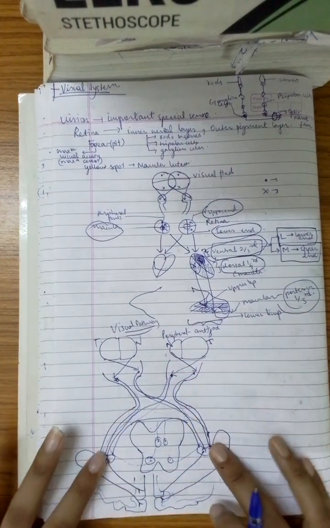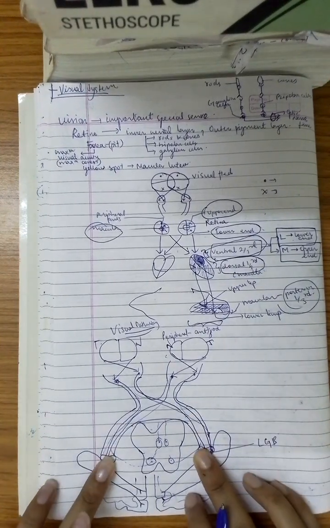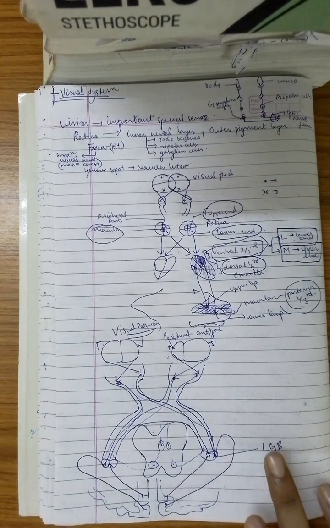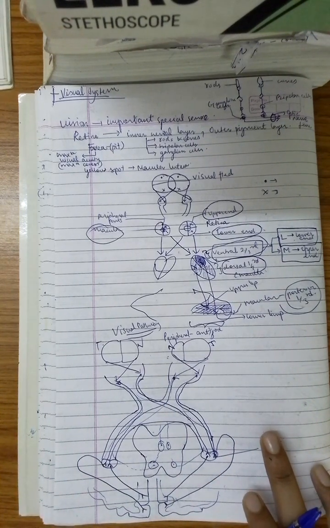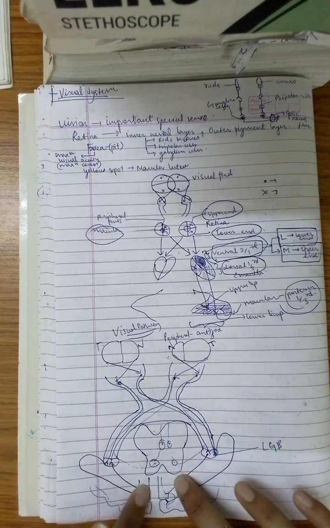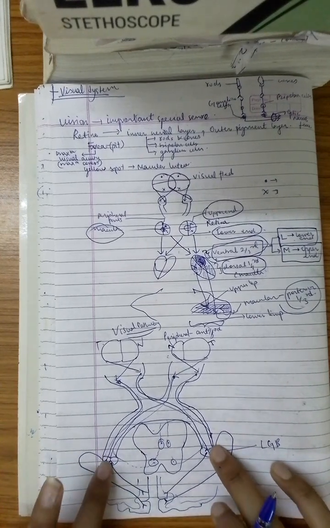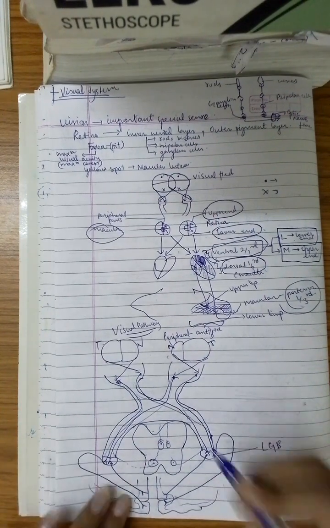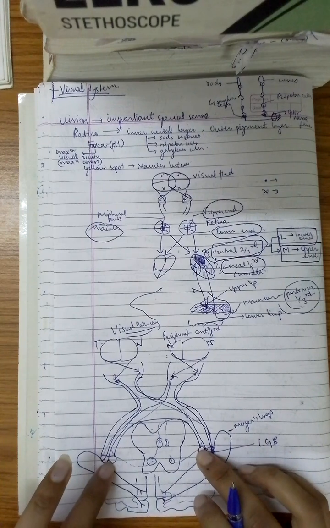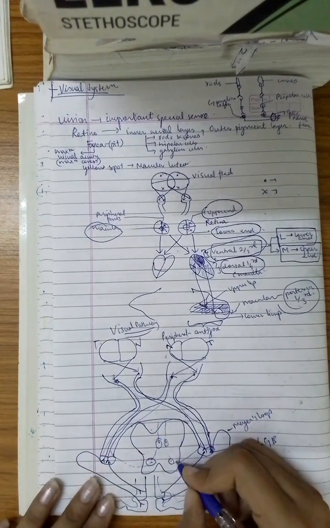Okay. Now they have reached the lateral geniculate body. Now from here the geniculocalcarine fibers arise. But as you can see, the nasal fibers are passing straight, but the temporal fibers which are coming, they are forming a loop. This loop is called Meyer's loop.